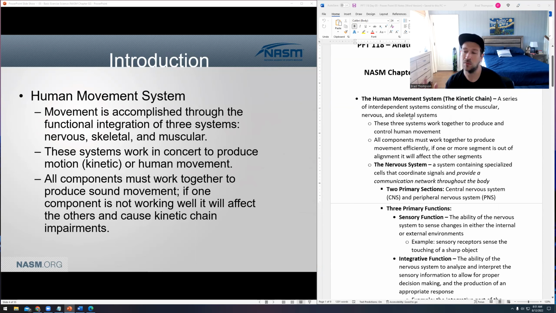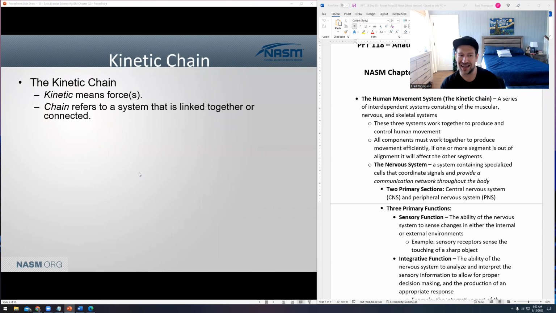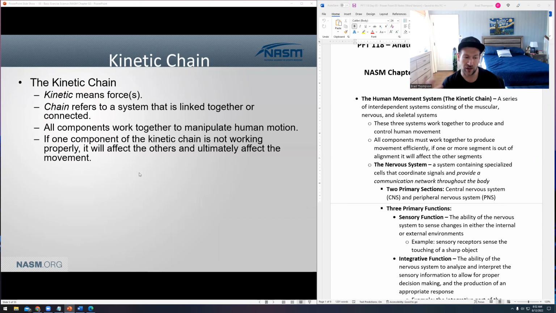So when I'm talking about the human movement system, when I'm talking about the kinetic chain, we are describing this as a series of interdependent systems, right? When I say interdependent, what I mean is they are working together, right? Your muscular system is moving your skeletal system, but your muscular system is under the control of your nervous system. So it's all interlinked. If any of these systems is out of whack, then all of them are out of whack. That's actually why I really like the term kinetic chain. Human movement system is very descriptive because it's the system that's responsible for human movement. That's pretty easy to understand.